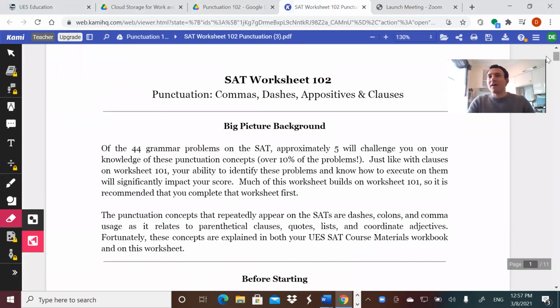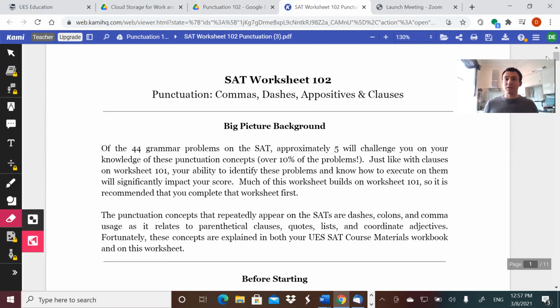So hello. Welcome to Concept 102. It says SAT Worksheet 102 at the top, but this is also applicable to the ACT. What we're going to be looking at is the second set of core grammar concepts that show up frequently on both the 75 English problems on section 1 of the ACT and the 44 English problems on section 2 of the SAT. And both tests equally test for these concepts.